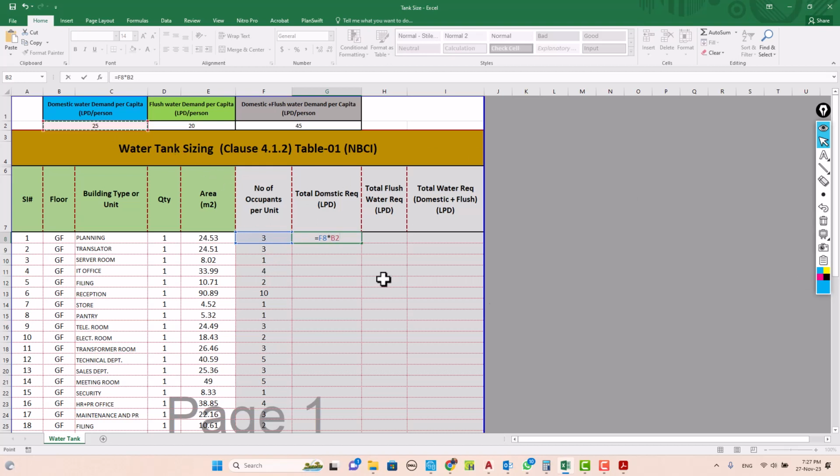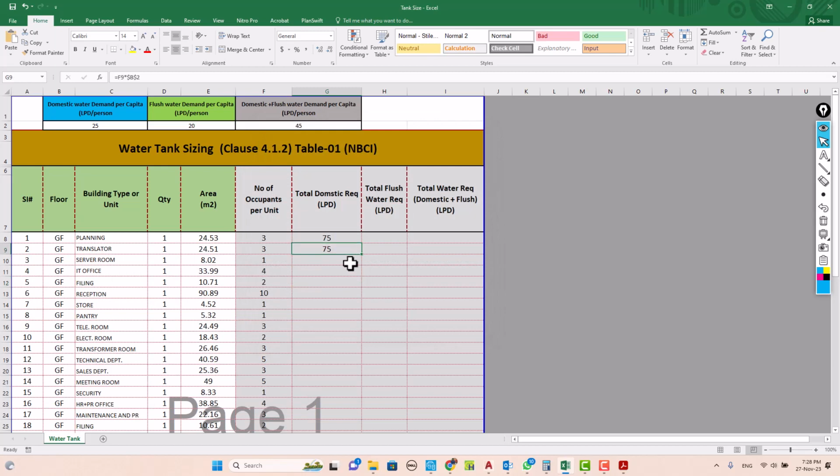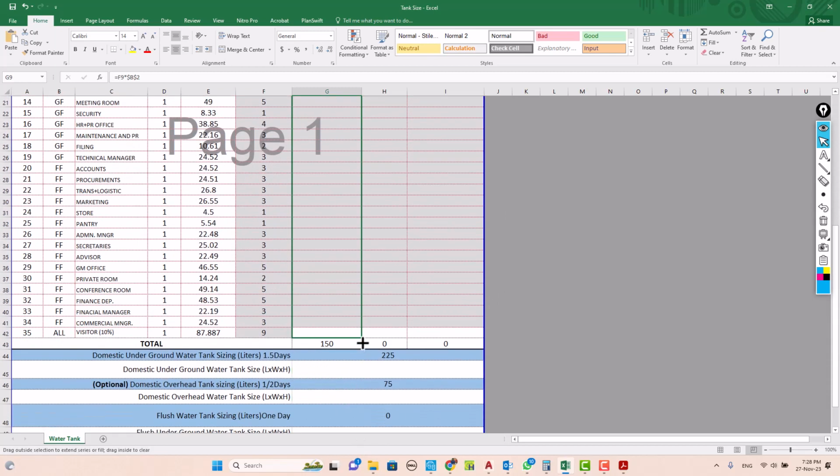Okay, now we have to lock this one. Press F4 from the keyboard, F4, and okay. So number of occupants is 3 and 25 liters per head. So 25 into 3 is 75. It's clear, very easy, right? Also same this one, and we can drag and it will come easily here. Okay, see, automatically it's added.